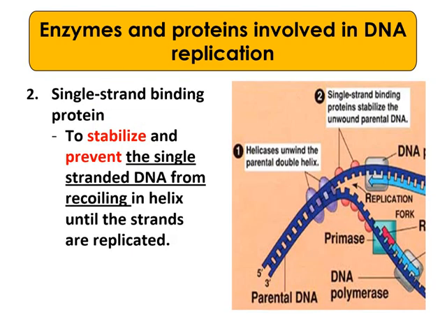The protein involved in DNA replication is single-strand binding protein. The function of single-strand binding protein is to stabilize and prevent the single-stranded DNA from recoiling into a helix until the strands are replicated. So if you look here, single-strand binding protein binds to the unpaired DNA strand, keeping them from re-pairing after the helicase unwinds the parental double helix.